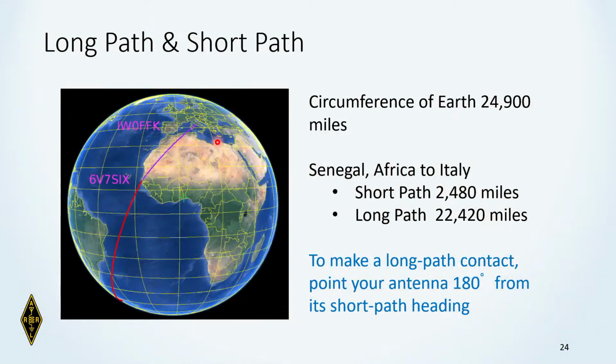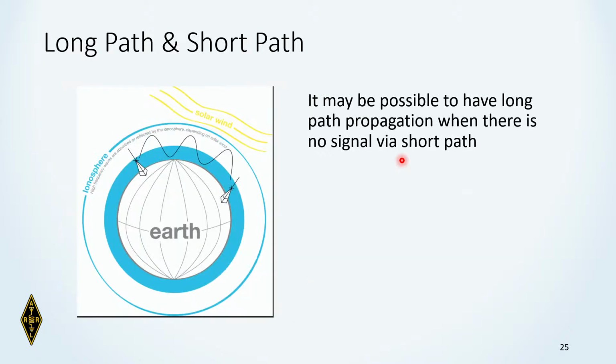All right, well, we'll continue. So we were talking about long path and short path, and the reason that would work is that in one of the paths it'd be in the skip zone, the other path it may not. And it may be possible to have a long path have the propagation when there's nothing available via short. Generally speaking, short path is what the vast majority of your contacts are going to be, because it takes a lot more energy. There's more attenuation when you go around the other way.